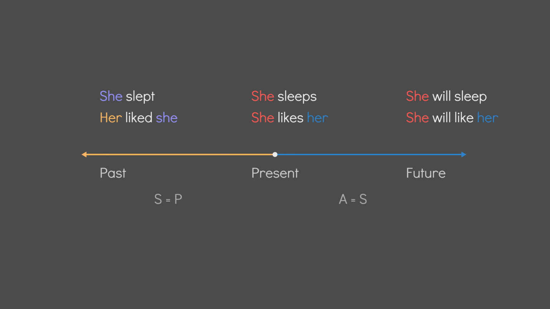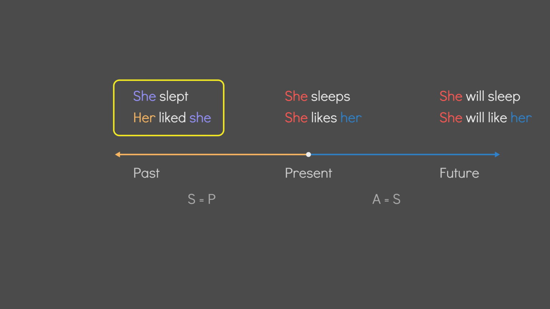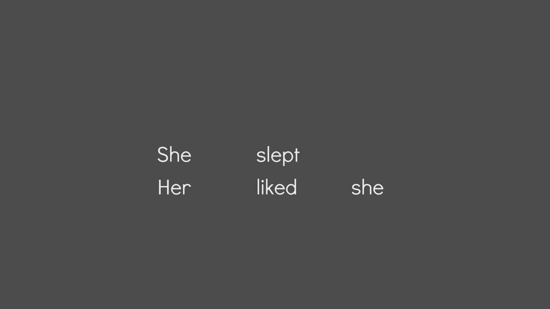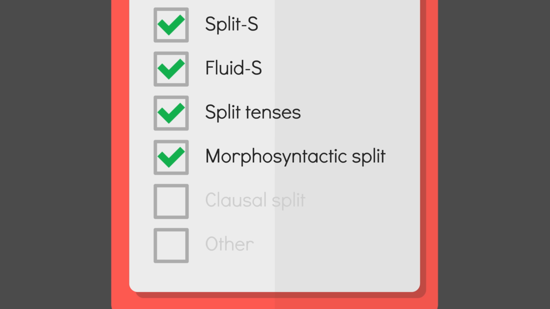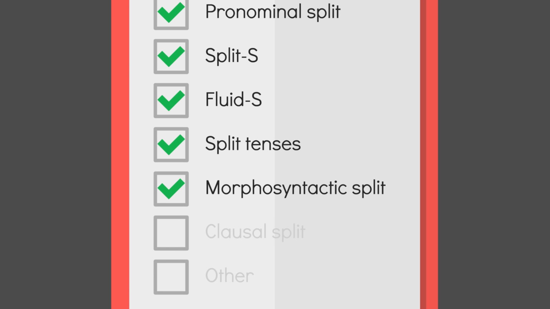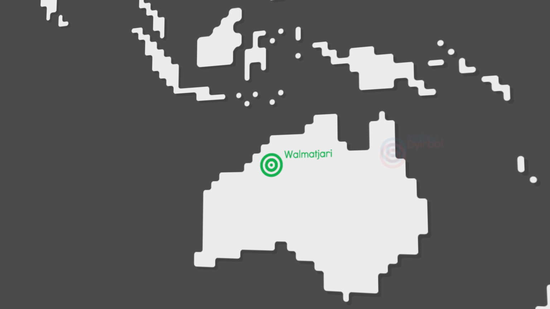Interestingly, there's another split going on here as well. She slept, her liked she. The morphology is ergative, the agent is marked, but the syntax is accusative. S and A share the same slots in the sentence. A morphosyntactic split, if you will. Walmatjari, spoken in Western Australia, features such a split, as do many other ergative languages.